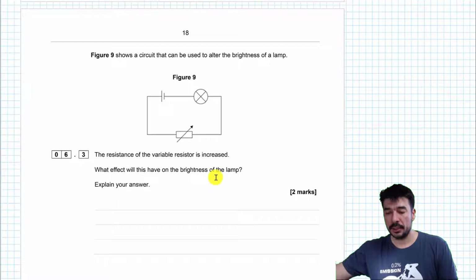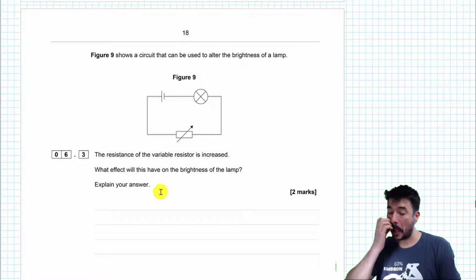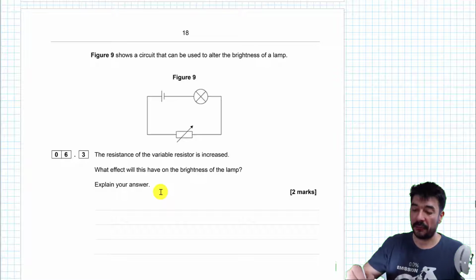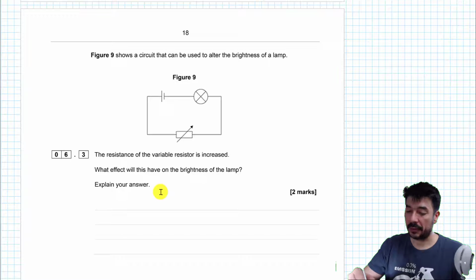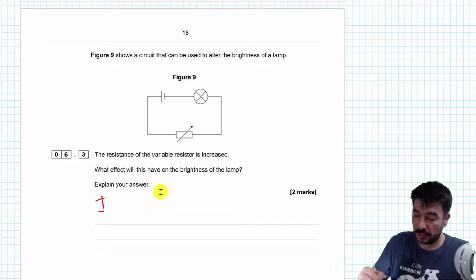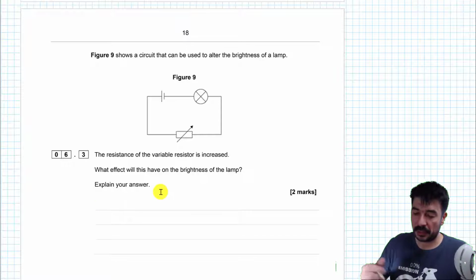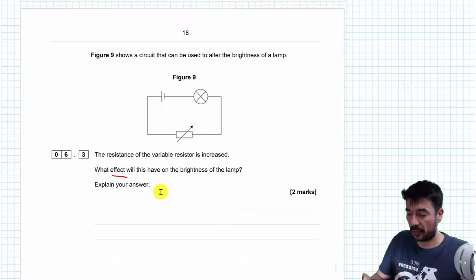Okay, figure 9 shows a circuit that can be used to alter the brightness of a lamp. The resistance of the variable resistor is increased. What effect will this have on the brightness of the lamp? Explain your answer. Okay, so I'm going to say if we increase the resistance of this resistor here, then it will take more of the energy. So the resistor is increased. So let's just get straight to what effect. Let's say that straight away for one of the marks.